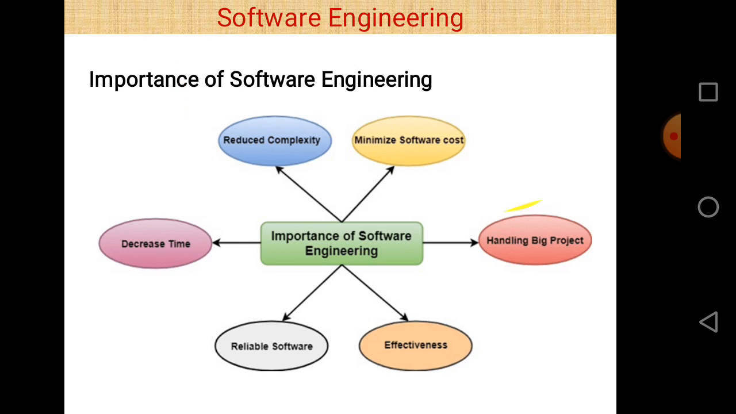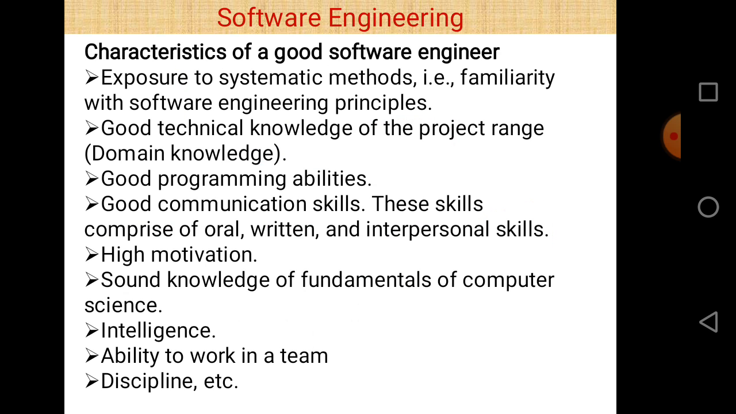Now, characteristics of a good software engineer. A software engineer is an engineer who basically designs, develops, tests, and maintains software. A software engineer is not only a single person who develops software, but all those persons who participate in the life cycle of a software are called software engineers.